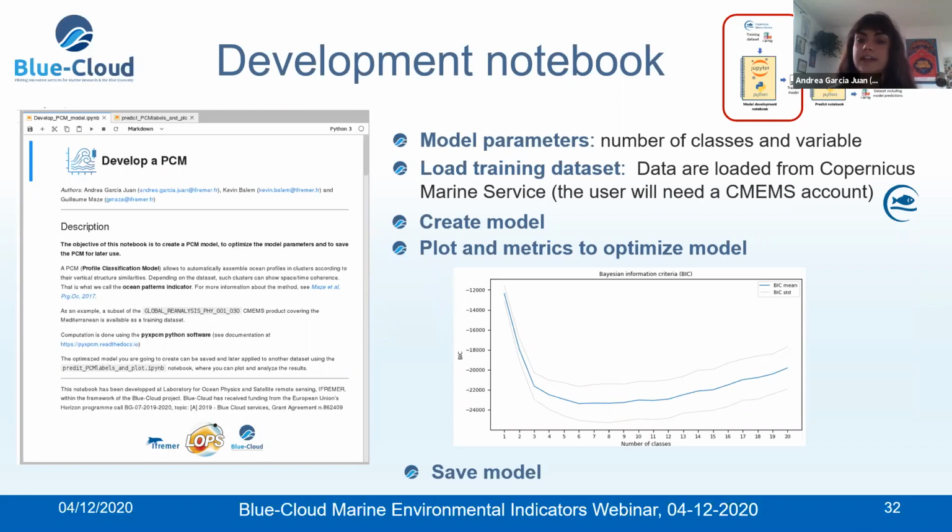And we load the training dataset from Copernicus Marine Service. So the user will need a Copernicus account. Then we create the model and we plot some metrics that would help us to optimize the model. For example, here we show the BIC index that will allow us to determine what is the best number of classes to use. Here we should choose the minimum in the graph. Then we can save the model in a NetCDF file.